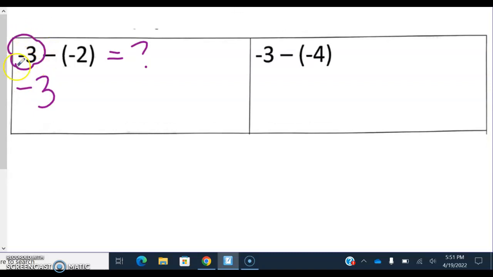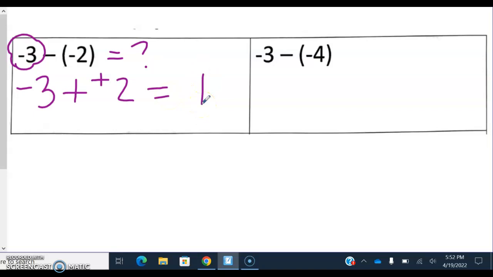Force field that -3, keep it the same. Then we're going to add the opposite of the next sign, plus +2. Now it's like adding, so use the rules for adding. -3 plus +2, the signs are different, so we're going to subtract. 3 minus 2 is 1.